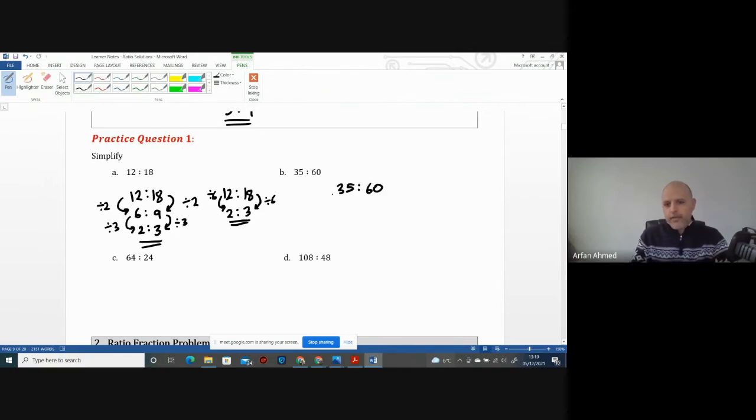Let's try this one. So I reckon definitely 5 goes into these. Yep, 5 goes into that 7 times. 5 goes into that 12 times. Can we simplify it any more? Nope, nothing goes into these apart from 1. So you're done. Let's try this one.